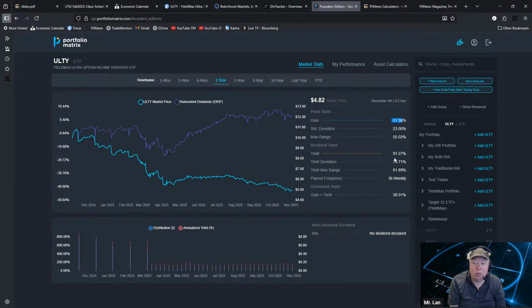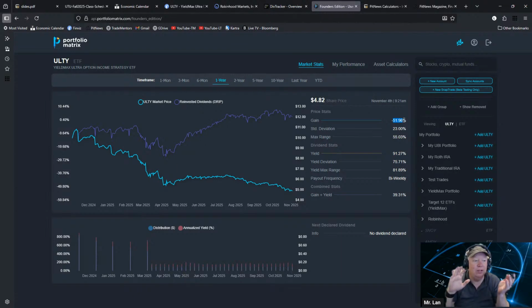So if you subtract the gain of negative 51 from the yield of 91, you're still making 39% return. 39% return is a lot of money, even though it's a losing stock, losing 51% of its growth value. And so as it goes down, you can buy your shares cheaper and cheaper. You can buy more shares. You can dollar cost average and get a better rate on your money, right?